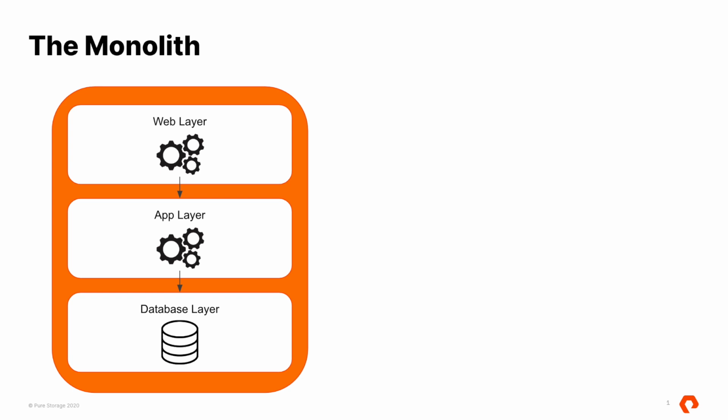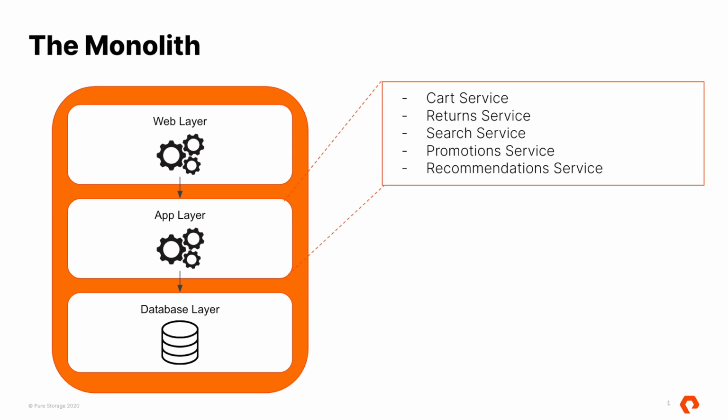If our application was some sort of online storefront, the app layer would have a bunch of services like a shopping cart service, an order or return service for people who were unhappy with their purchases, a search service, a promotion service to send ads to our users, and a recommendation service to suggest certain purchases for our customers. There are surely more than this, but I think these services give you the idea.